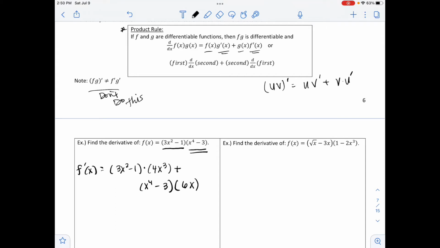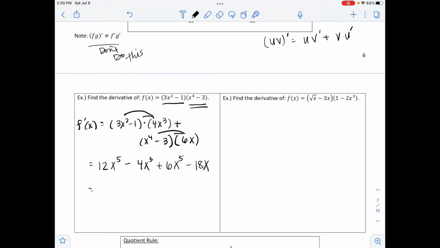From here, I need to simplify this. I can distribute my 4x cubed. Doing that, we're going to arrive at 12x to the fifth minus 4x to the third, and then distributing my 6x, we get plus 6x to the fifth minus 18x. From here we can combine like terms. We have 12x to the fifth plus 6x to the fifth, which is going to become 18x to the fifth minus 4x cubed minus 18x.